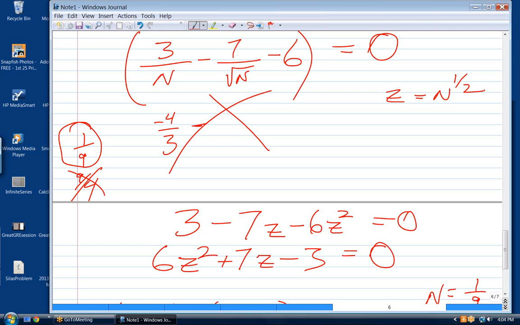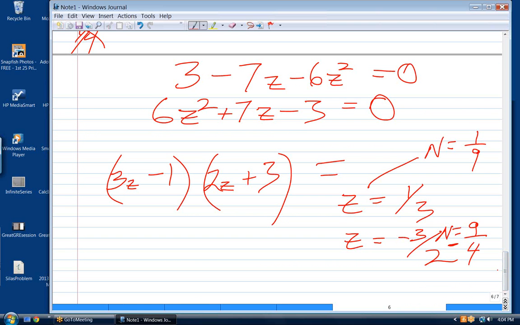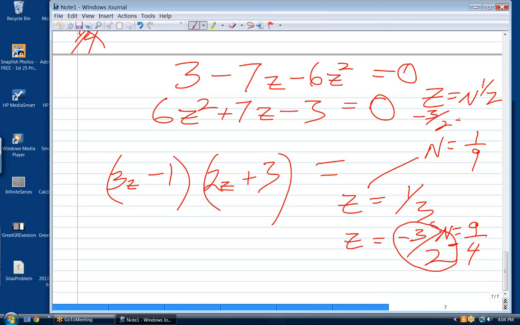So minus 9/4 could not be the answer. No negative number could be. And we didn't really come up with a negative number anyway. Because z equals n to the 1/2, by plugging in minus 3/2 for z and solving for n, we got a positive 9/4. So there was nothing bogus about coming up with this solution. It just didn't work.